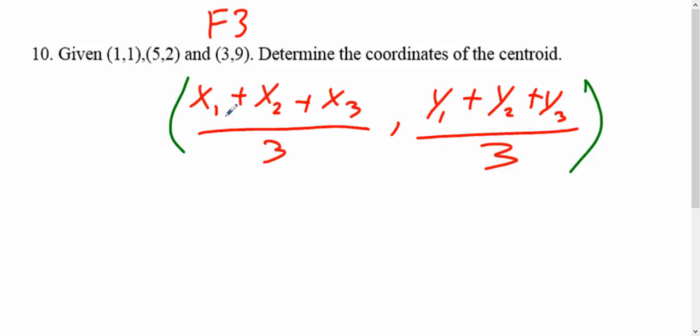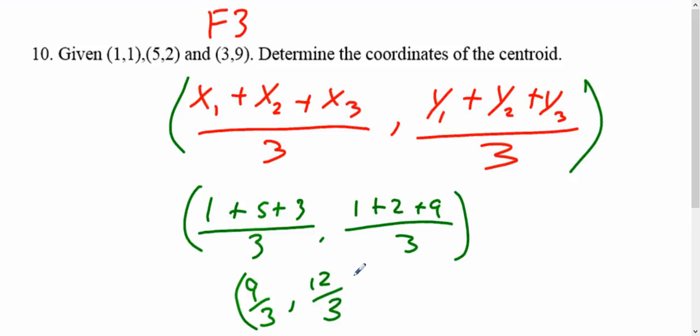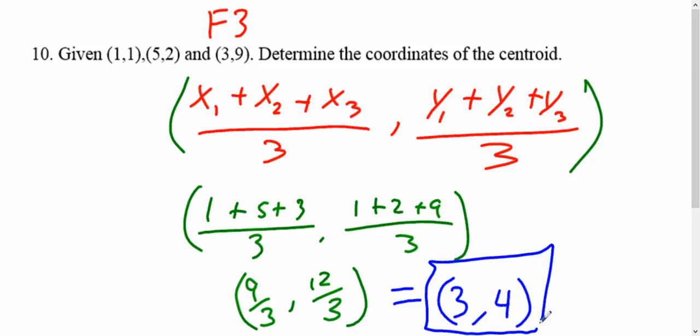So that's 1 plus 5 plus 3, which is 9 over 3. And then we do the same thing with the y's. So that's 1 plus 2 plus 9 over 3, 12 over 3. Both of those divide evenly, so we get 3, 4. The 3, 4 is the centroid.